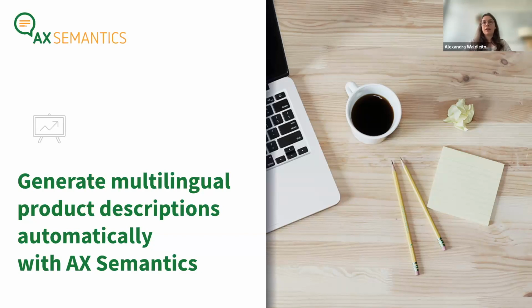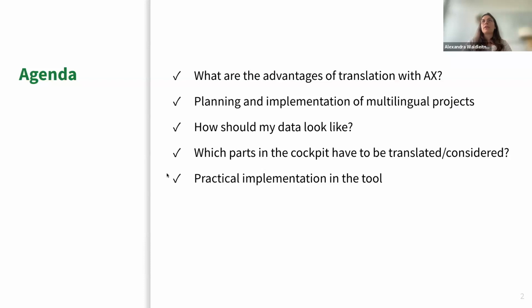Okay, so then I would say, let's start. So what's on the agenda today? First, I want to tell you a little bit about the advantages of translation with AX and the differences to, let's say, classic translation. Then we will talk about planning and implementation of multilingual projects. So what are the main steps?